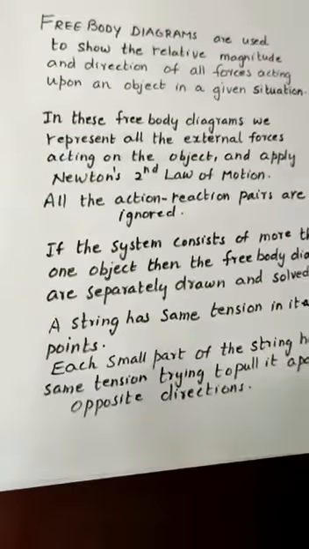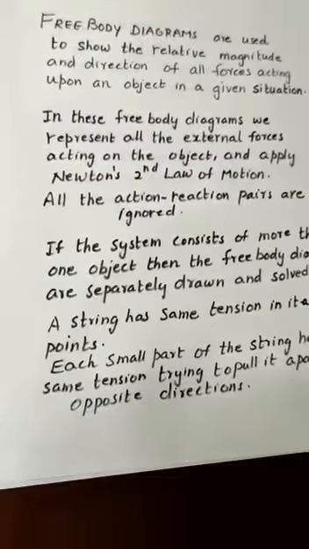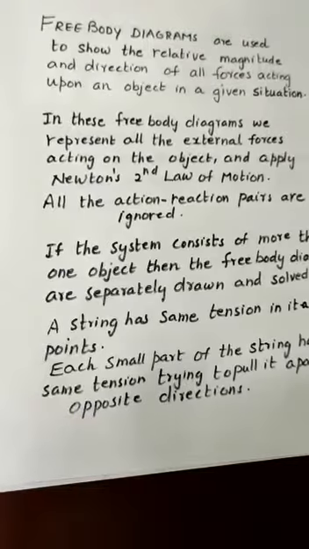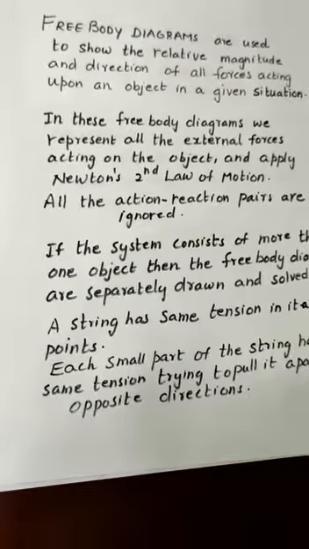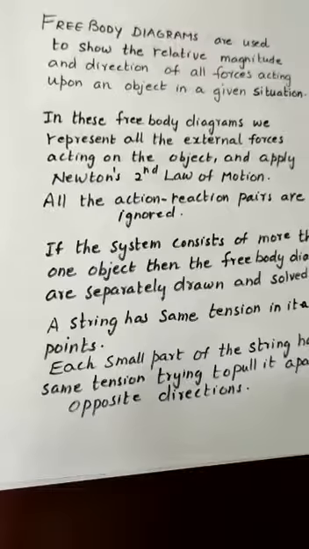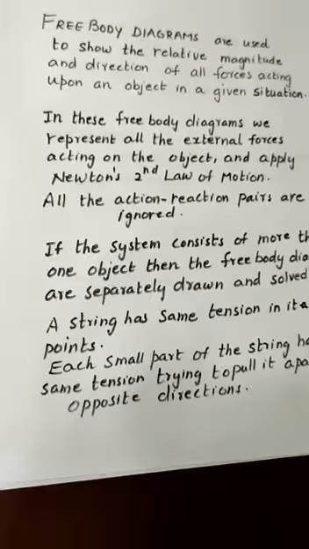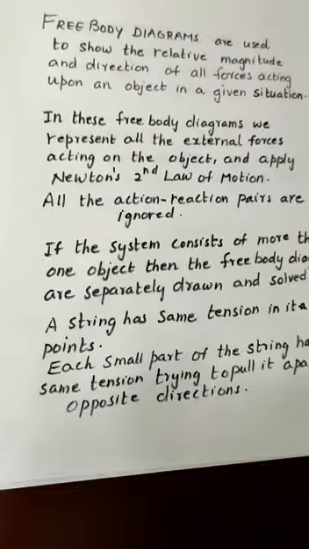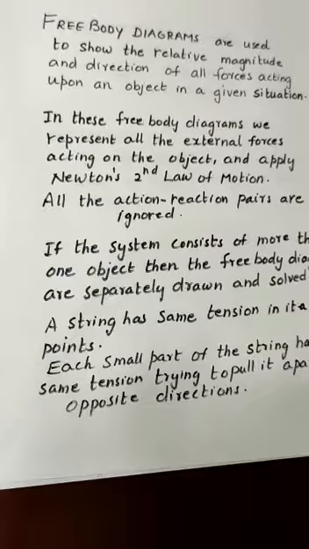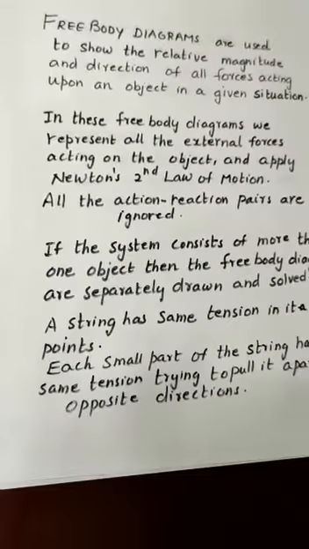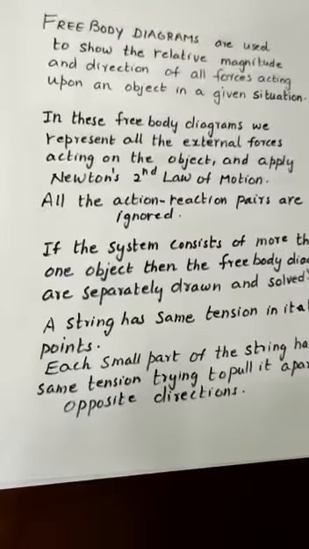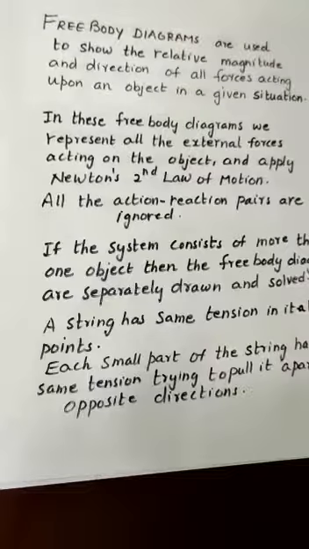What are free body diagrams? Free body diagrams are used to show the relative magnitude and direction of all forces acting upon an object in a given situation. In these free body diagrams, we represent all the external forces acting on the object and apply Newton's second law of motion. All the action-reaction pairs are ignored. If the system consists of more than one object, then the free body diagrams are separately drawn and solved.